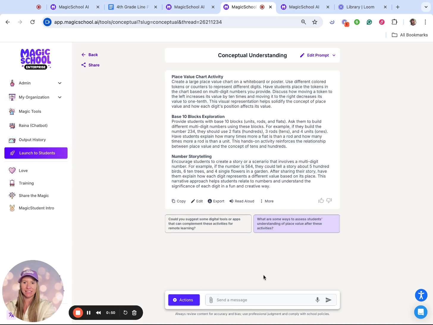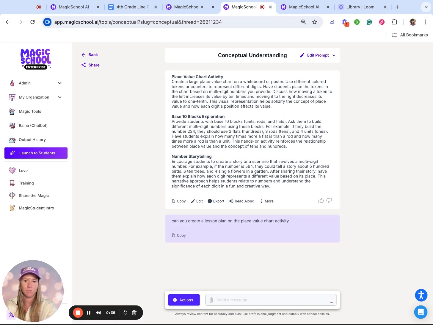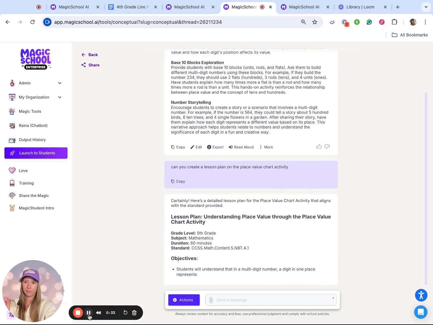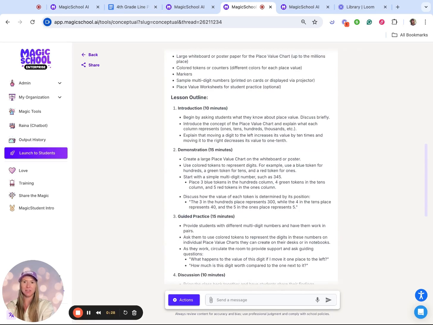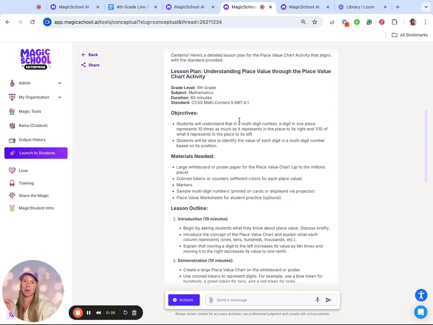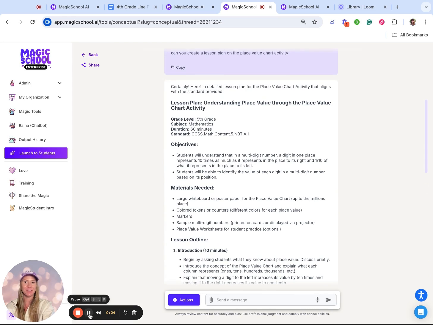I can even play with some of these to get a little bit deeper information, or I can say, can you create a lesson plan on the place value chart activity? In a matter of seconds, I was not only able to dig into what's the big idea of this concept, but also have an entire lesson plan based around it.